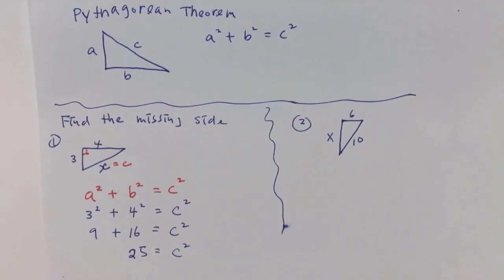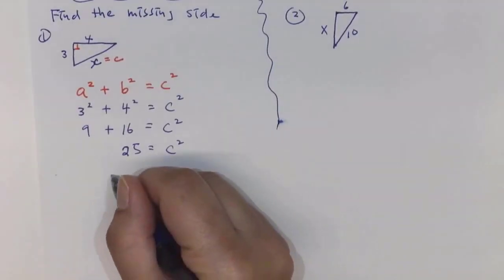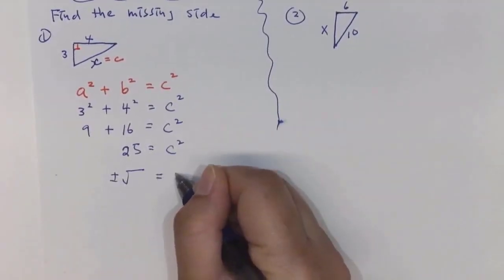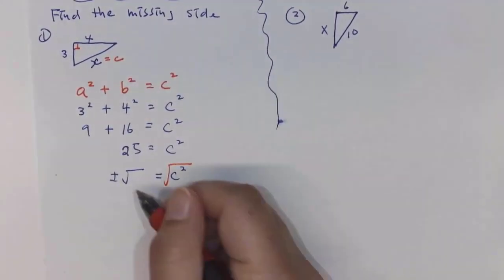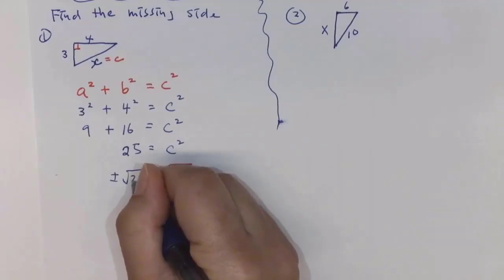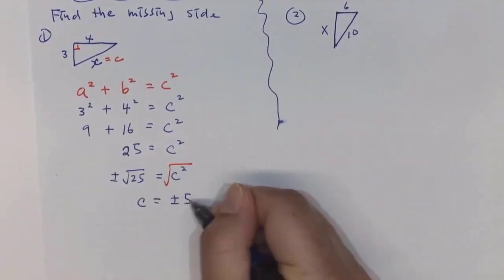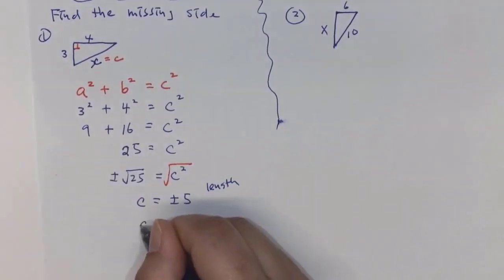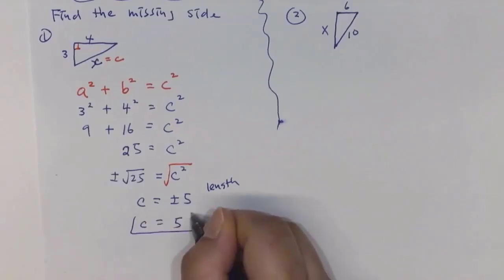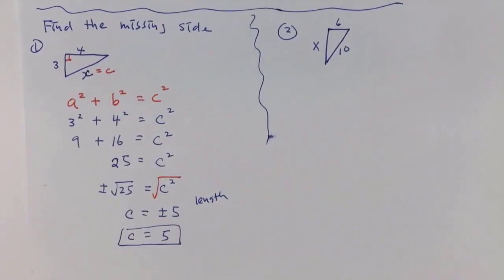To solve for C, I need to take square root both sides. Normally, the other side comes with plus and minus because square and square root will cancel each other, right? What is square root of 25? C equal to plus minus 5, but this is length, right? So it has to be positive, so C equal to just 5. Are we okay? Question for the first one.